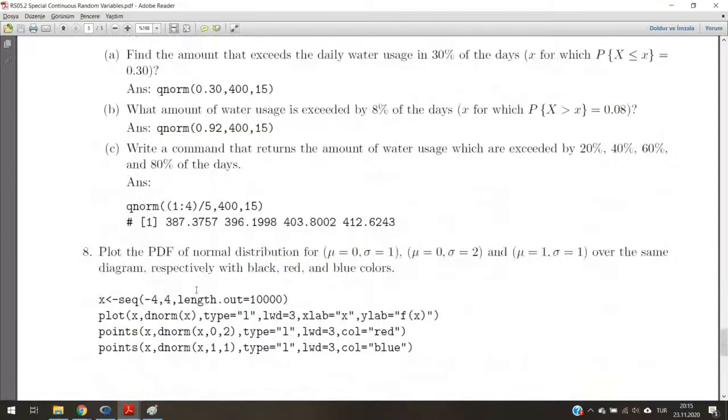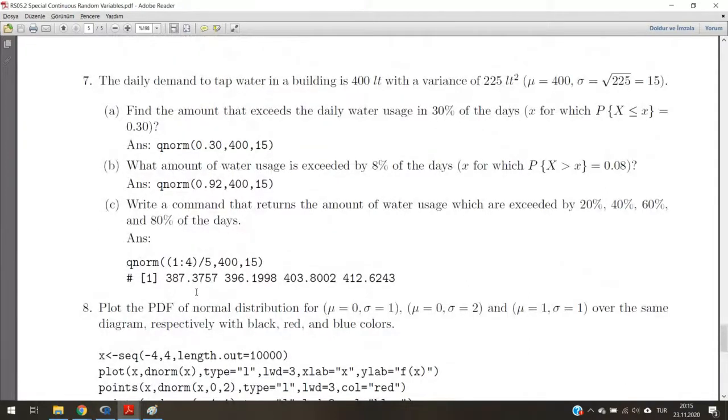Now, the next question is the inverse CDF application question. So let's just say there is a certain building, and the houses in this building are using tap water, and the daily demand for tap water in that building is on the average 400 liters, and the variance is 225 liters squared. So this means what?